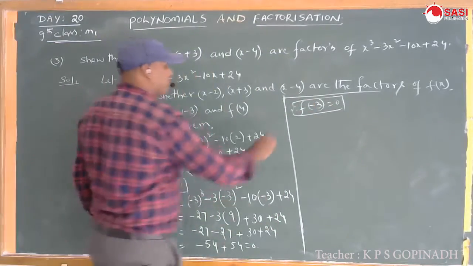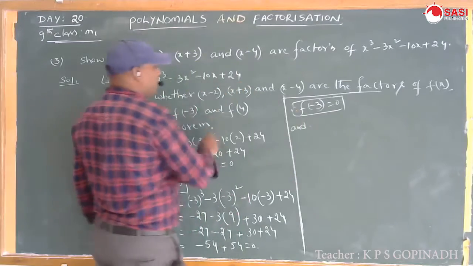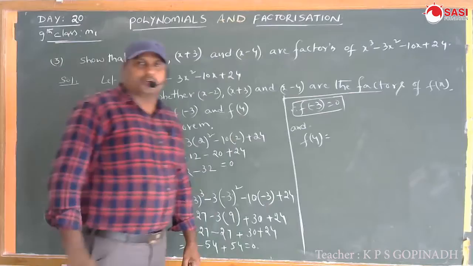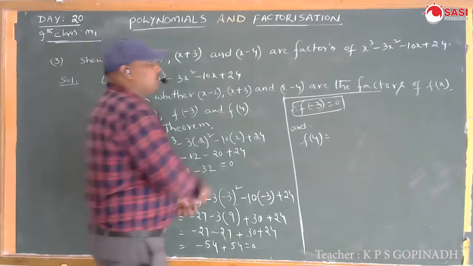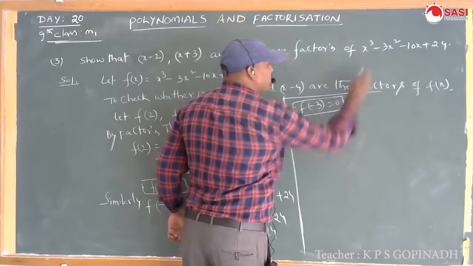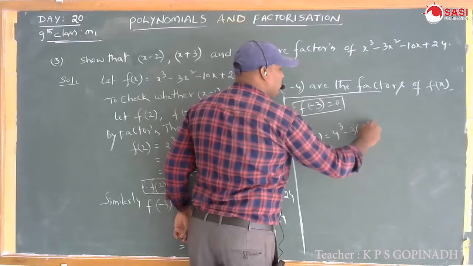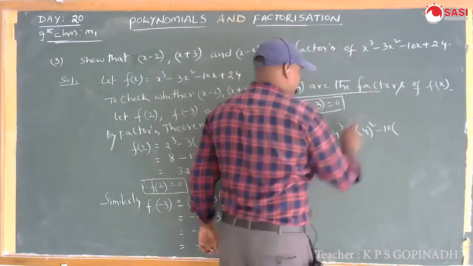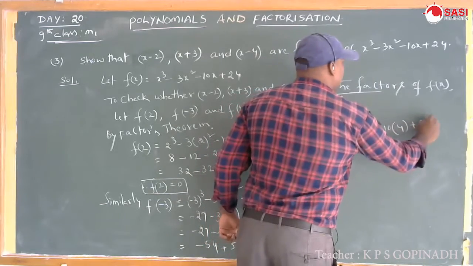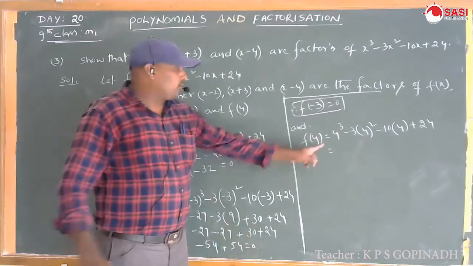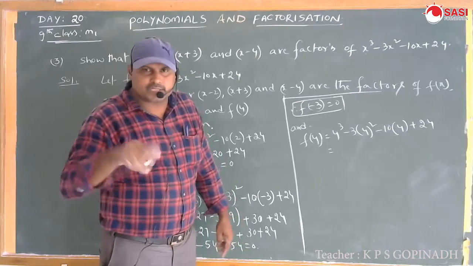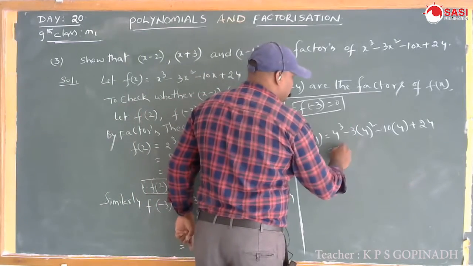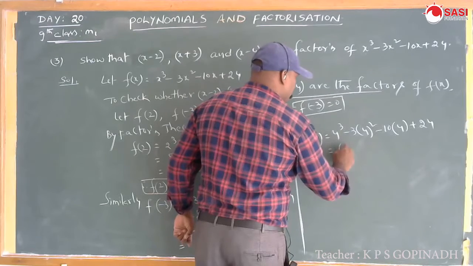Next, and finally f of 4. Calculate f of 4. What is f of 4 here? Put x equal to 4 cube. 4 cube minus 3 into 4 square minus 10 into 4 plus 24, which is equal to 4 cube means 4 fours are 16, 16 fours are 64.